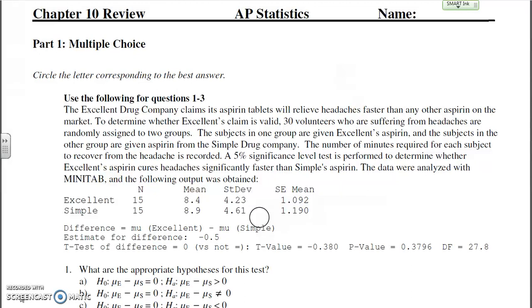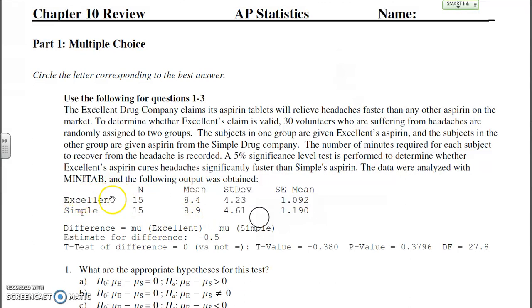So it says the Excellent Drug Company claims its aspirin tablets will relieve headaches faster than any other aspirin on the market. To determine whether Excellent's claim is valid, 30 volunteers who are suffering from headaches are randomly assigned to two groups. The subjects in one group are given Excellent's aspirin, and the subjects in the other group are given aspirin from the Simple Drug Company. The number of minutes required for each subject to recover from the headache is recorded. A 5% significance level test is performed to determine whether Excellent's aspirin cures headaches significantly faster than the Simple's aspirin. The data were analyzed with Minitab, and the following output was obtained.